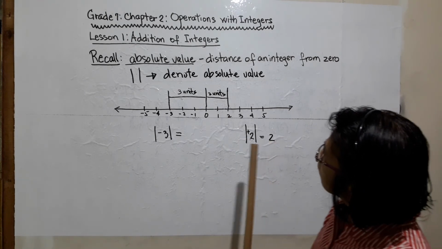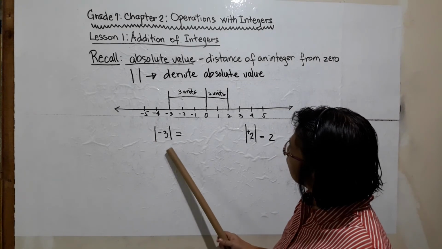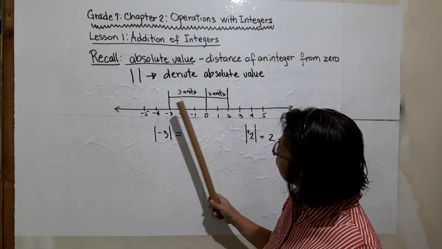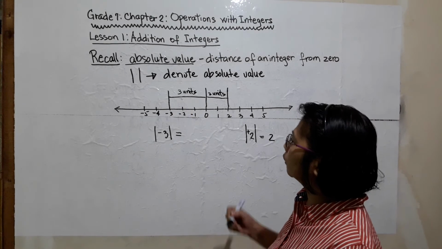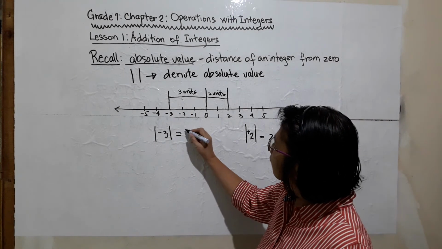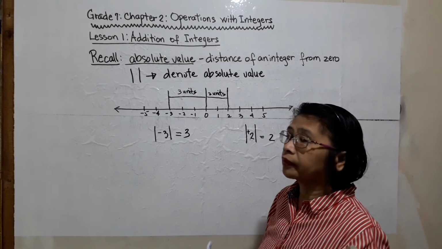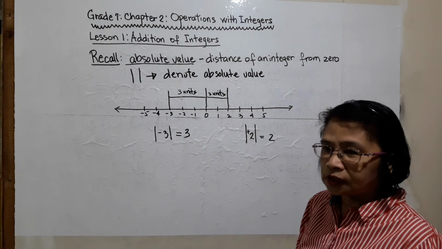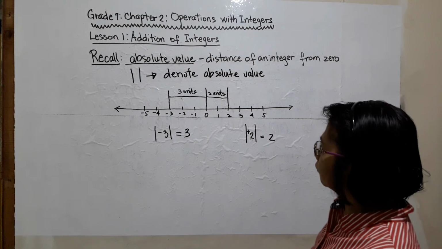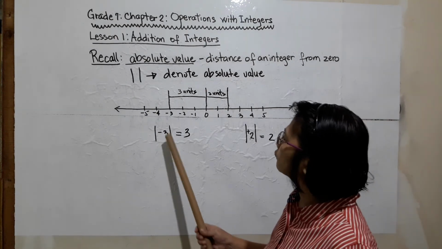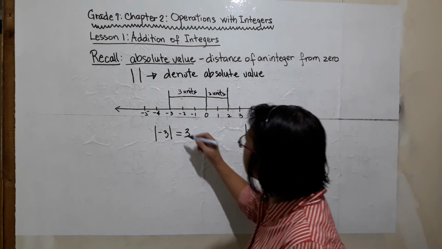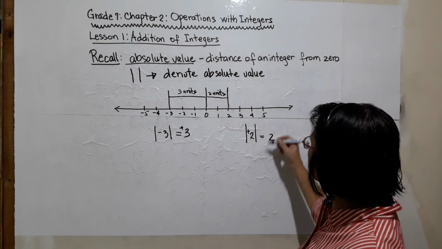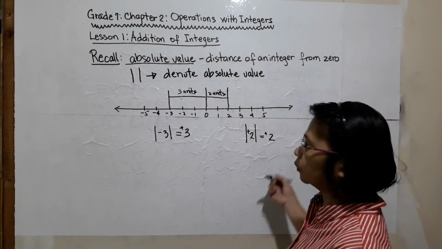Okay, what about the absolute value of negative 3? From 0, let us count. 1, 2, 3. So the absolute value of negative 3 is 3. Remember, there is no negative distance. So distance is always positive. Therefore, the absolute value of negative 3 is positive 3. The absolute value of positive 2 is positive 2.